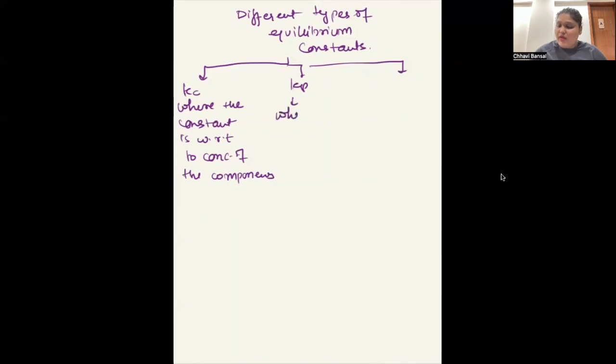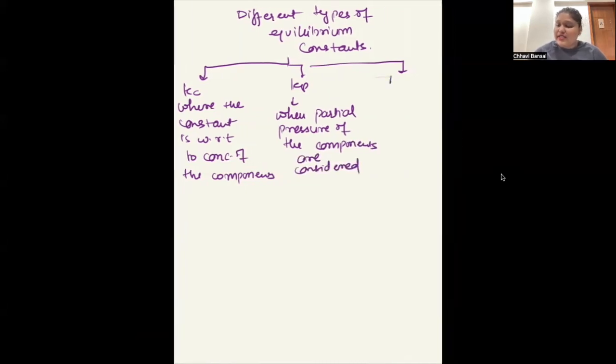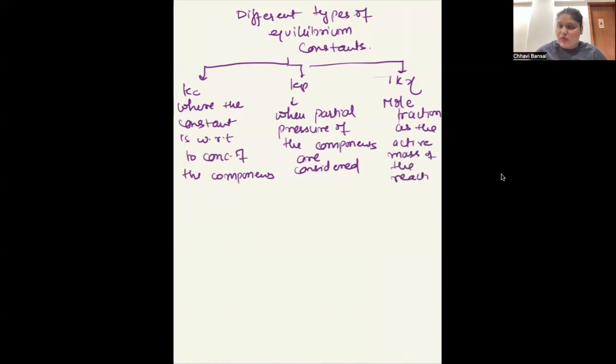So Kp is when the partial pressures of the components are considered. And the third is K psi, where we use the mole fraction as the active mass of the reaction. Okay. Now, let's see individually how we are going to calculate them and what a concentration, a partial pressure, or a mole fraction means here.